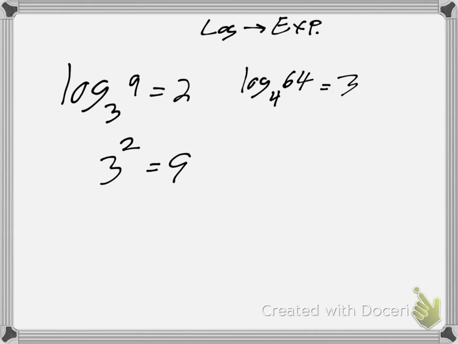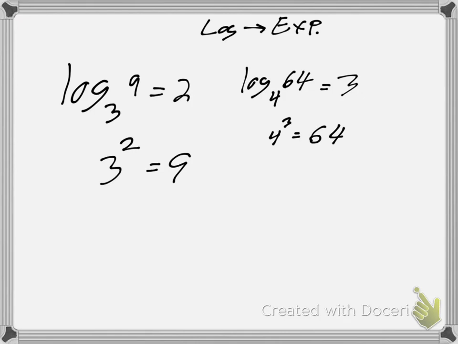What's that one switch to? 4 cubed equals 64. Okay. Does that make sense? You take the base of the log, make it the base. This jumps over here. This jumps over there.